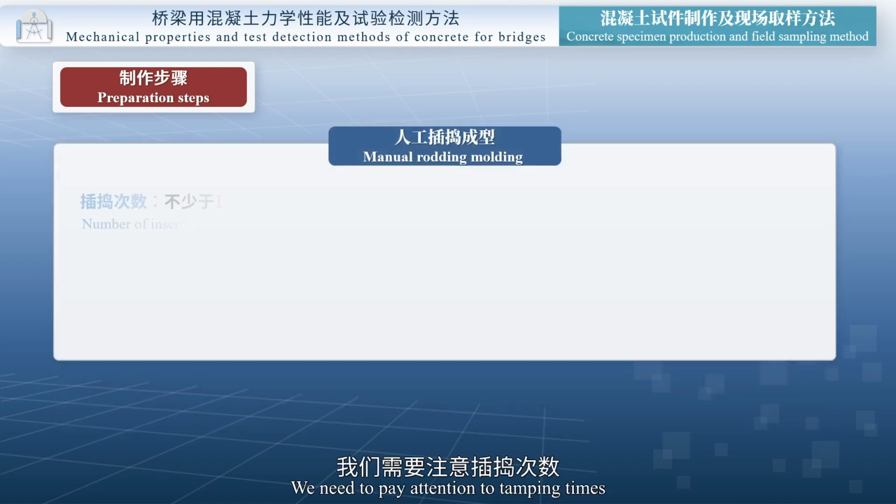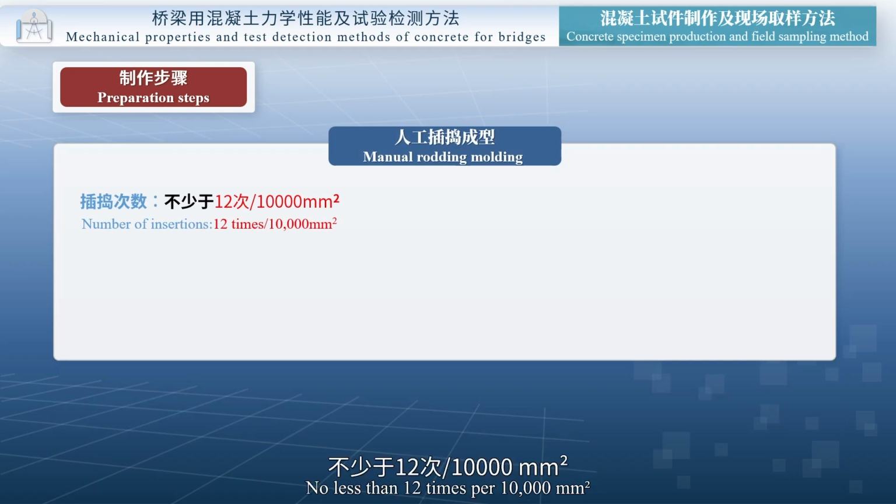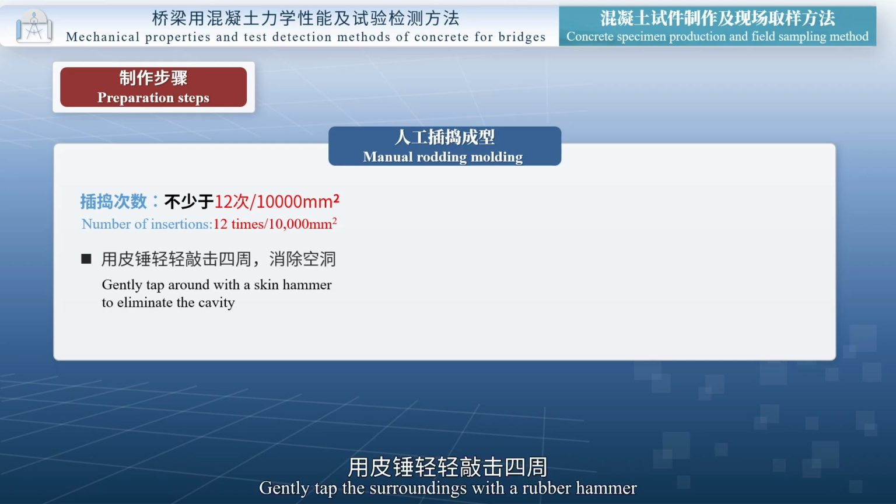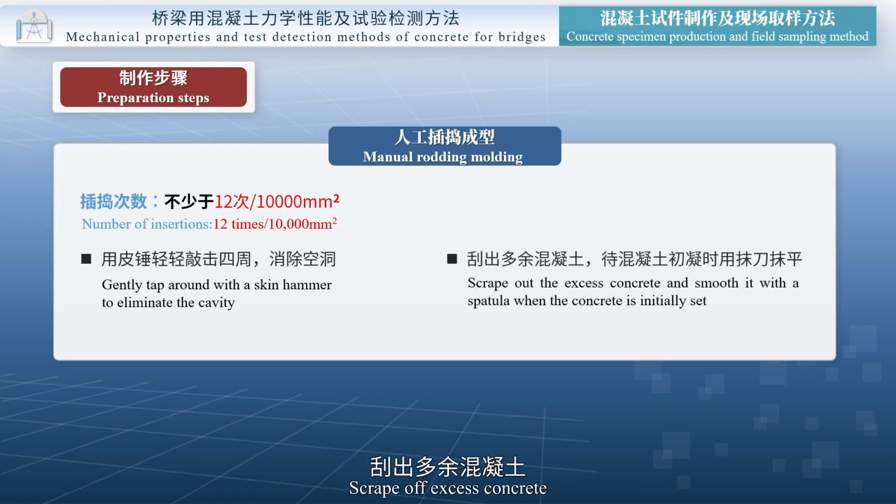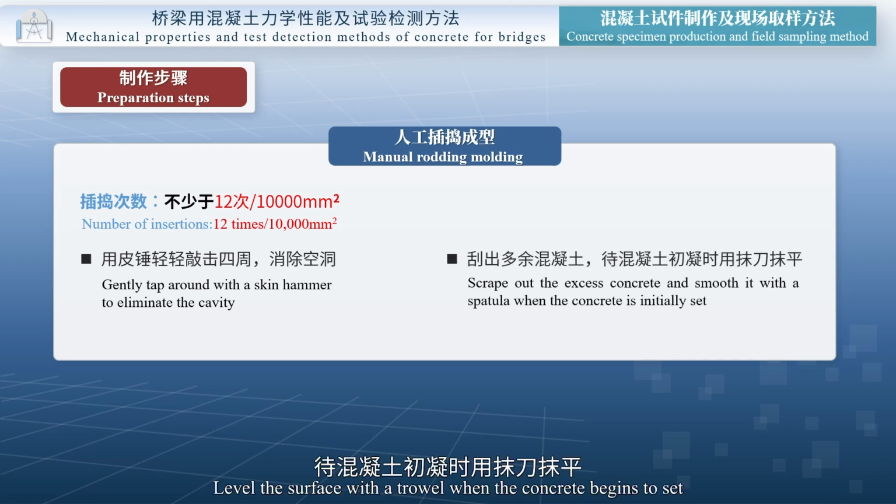Here, we need to pay attention to the tamping times: no less than 12 times per 10,000 square millimeters. Gently tap the surroundings with a rubber hammer to eliminate voids. Scrape off excess concrete. Level the surface with a trowel when the concrete begins to set.